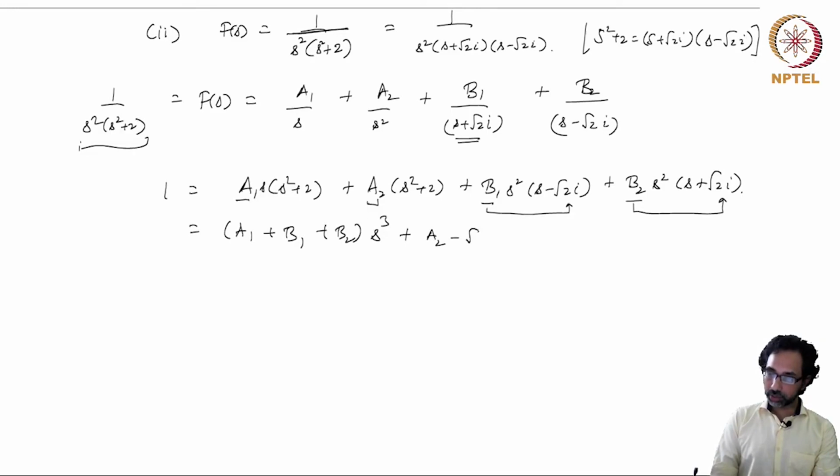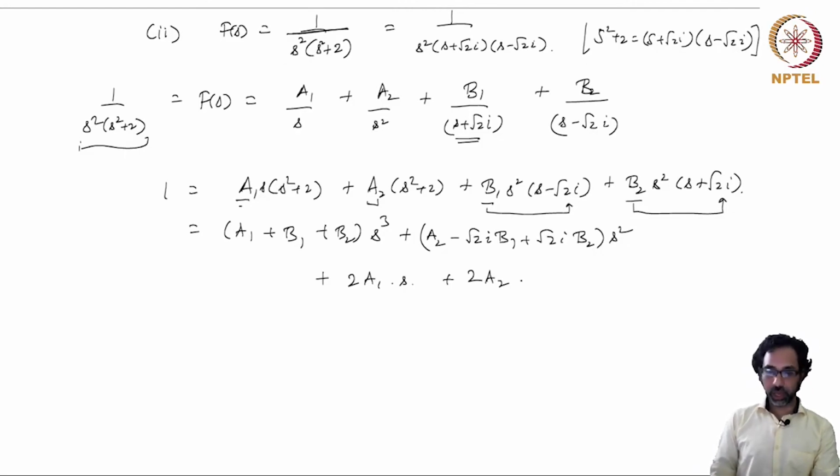a2 minus root 2i b1 plus root 2i b2, this is on s squared, and then you have linear factors in s, which is just 2a1 times s, and then the constant coefficient is simply 2a2. And now you can similarly solve for a1, b1, b2 and a2.